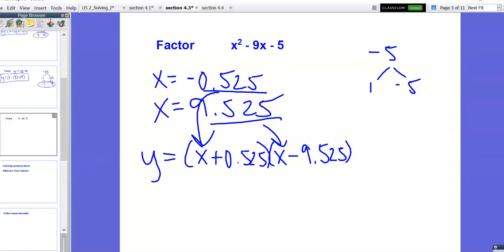All right, that's all for part 1. In part 2, we're going to talk about factoring special products.